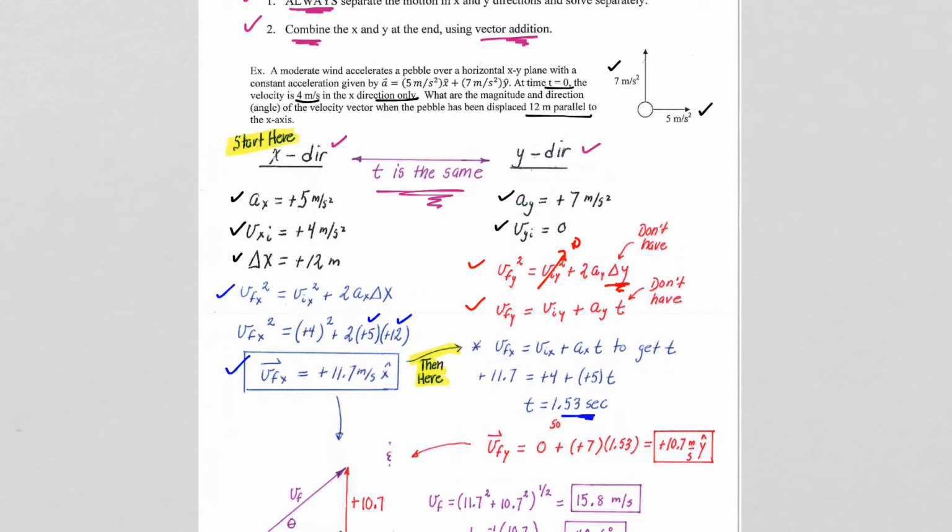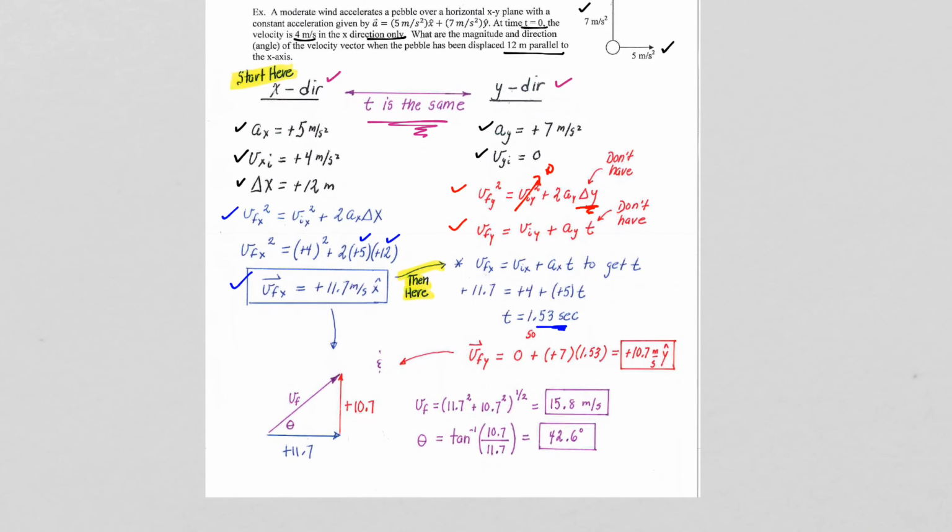So when it has moved 12 meters in the x direction, it has taken 1.53 seconds, and I will plug that back into my equation here. That's where this equation came from. The initial velocity in the y direction is 0, acceleration in the y direction is plus 7, and my time is 1.53. So now I have my velocity in the y direction as well.